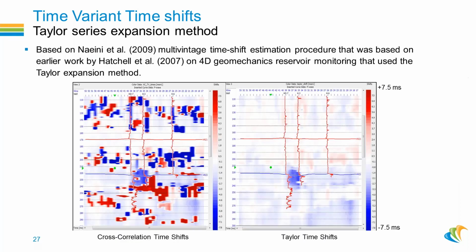Another way is using the Taylor series expansion. It's based on Naini et al.'s multi-vintage time shift estimation procedure that was based on earlier work by Hatchell et al., and it was on 4D geomechanics reservoir monitoring that used the Taylor expansion method. So in the Taylor expansion method, as you see, it's been applied here. It's available in Pro4D. If I compare to the unconditioned cross-correlation, with the Taylor time shift we don't need to do any conditioning. It will show me that smooth variation of the time shifts.